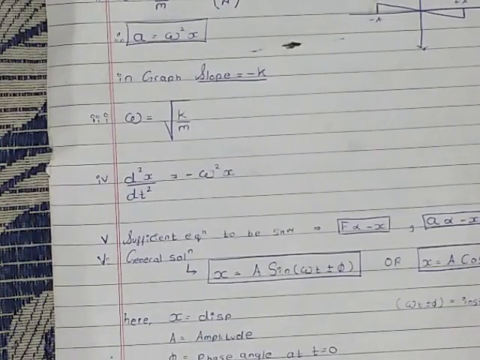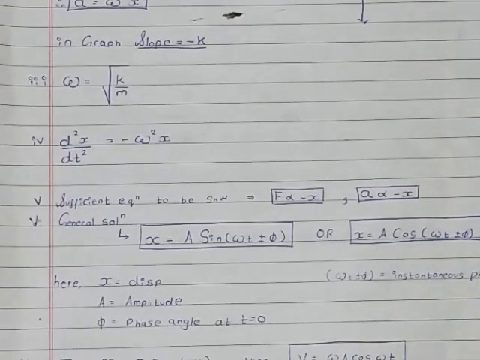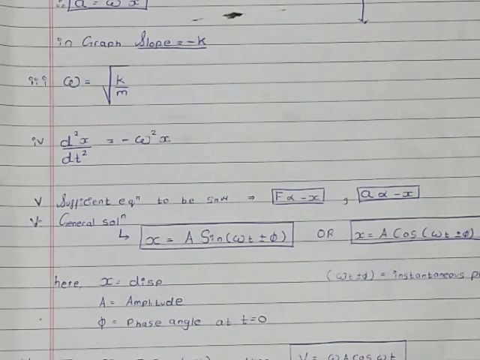The sufficient condition to be in SHM is that force is directly proportional to the negative of displacement, where k is a positive constant. So acceleration is directly proportional to negative x, since force equals mass into acceleration, whereas mass is constant.